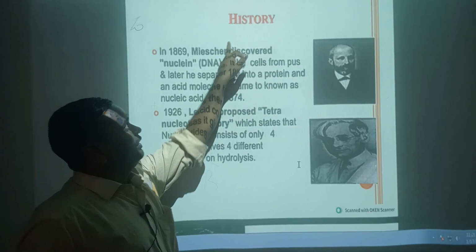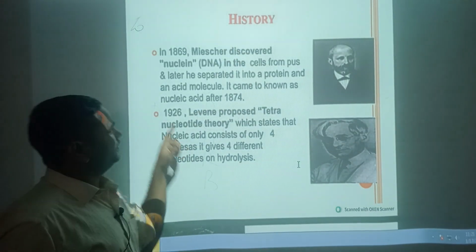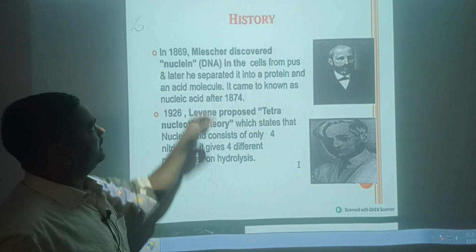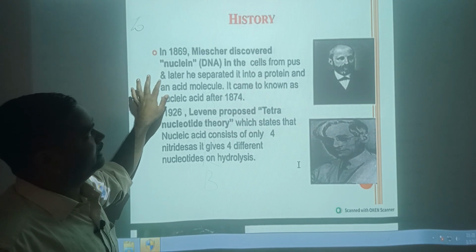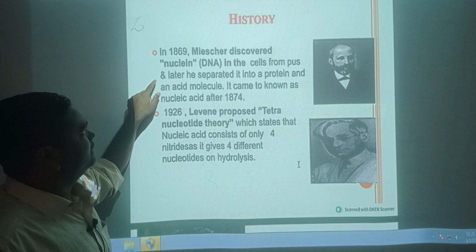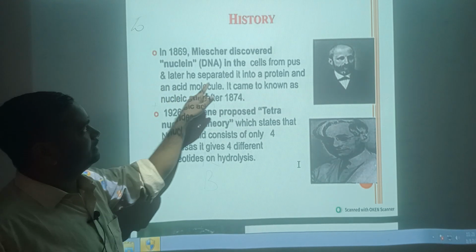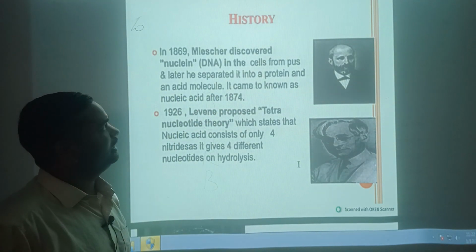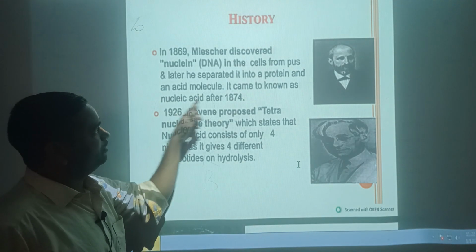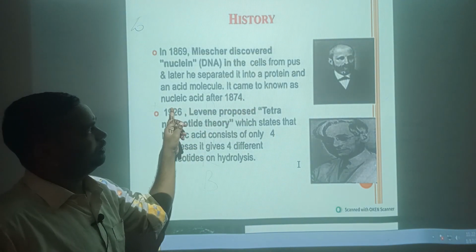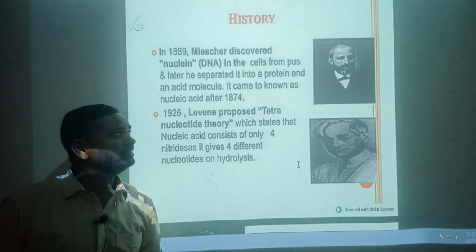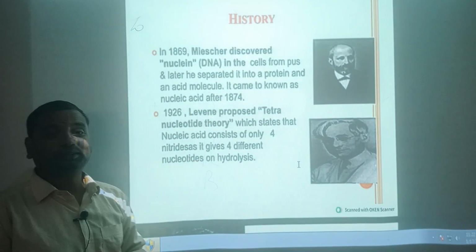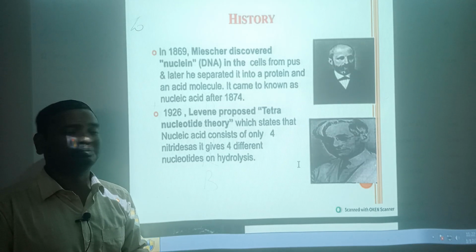Now, the history. First of all, in 1869 Miescher discovered nuclein in cells from pus, and later he separated it into a protein and an acid molecule. It became known as nucleic acid after 1874. That was the first statement about nucleus and DNA.